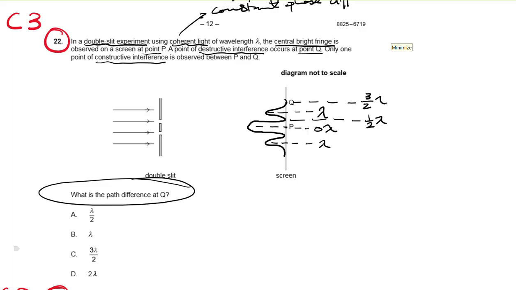And so this would be 3/2 lambda. This would also be 3/2. Oh no, sorry. Half lambda. And this one, 3/2 lambda. Right? So this is the 0th order, first, and again, first. And this is the first order minima.